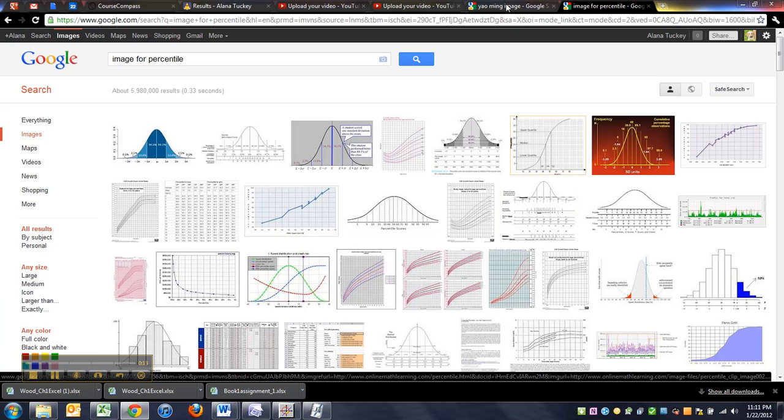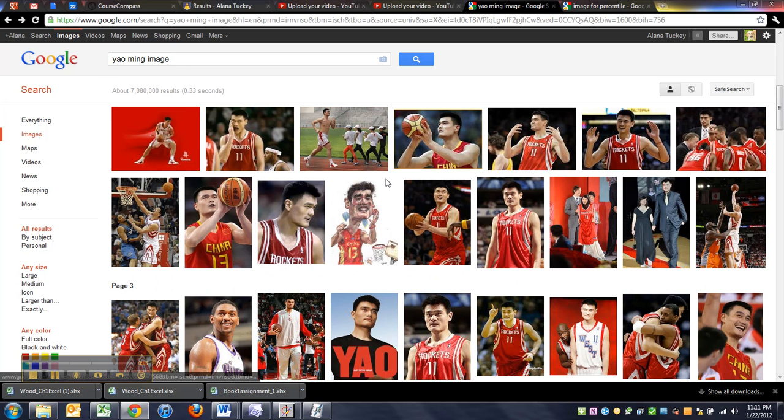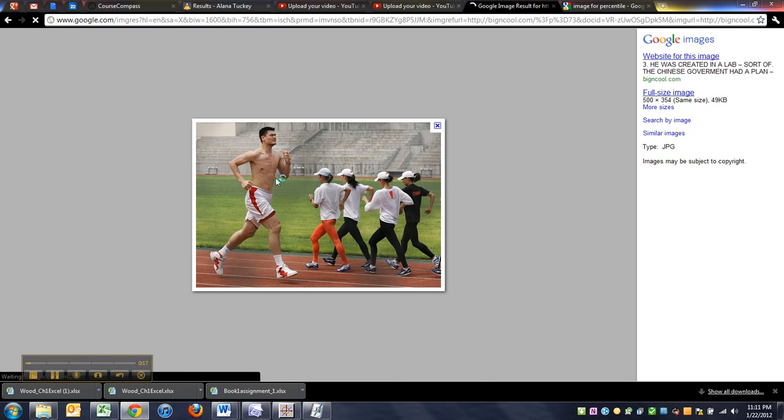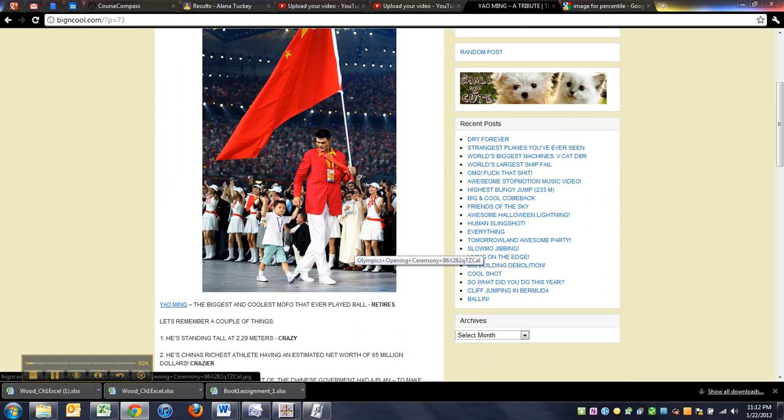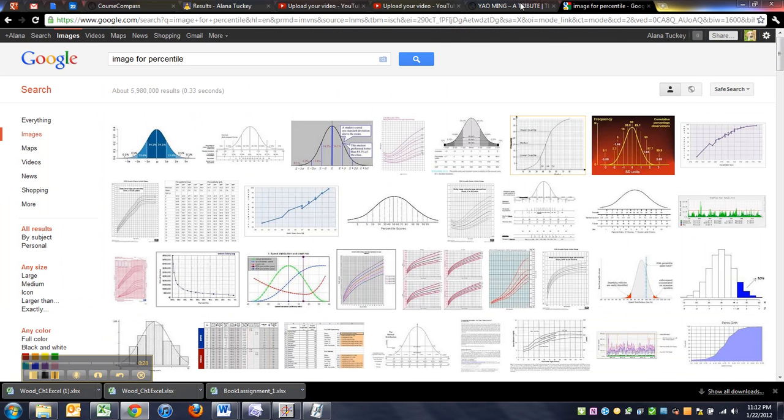Hold on. Oh, and I pulled up a Yao Ming image. There you go. So there's a poor guy, and look how much taller he is than the rest of them. And there he was at the Olympics. This is a very small child, and he's extremely tall. Sorry, back to what I was doing.